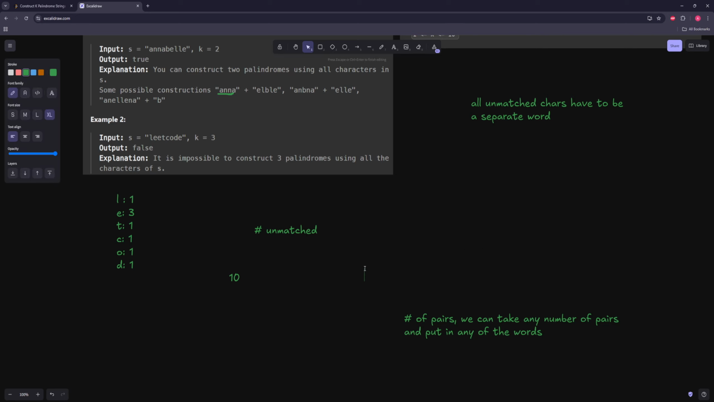So what's the upper bound? If we have 100 pairs and we have 10 unmatched characters, the upper bound is actually, we can just take all these 100 pairs and break them down into individual characters. So it's actually just going to be 200.